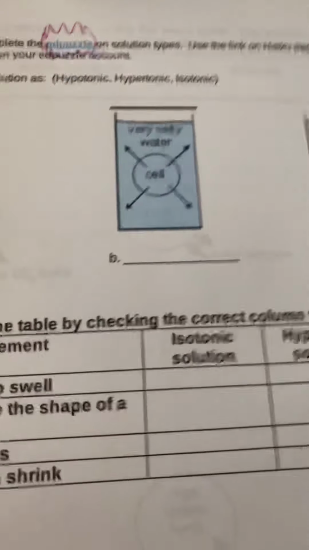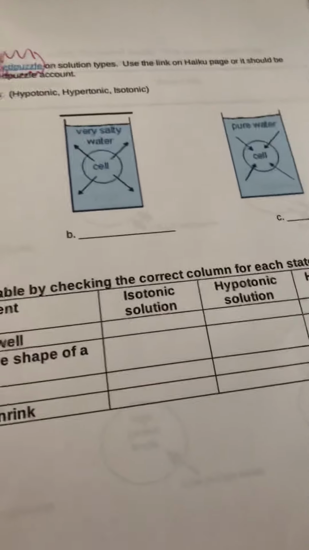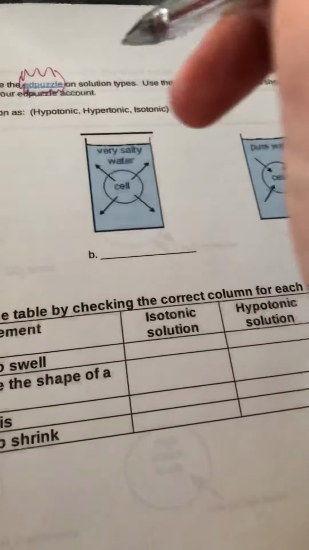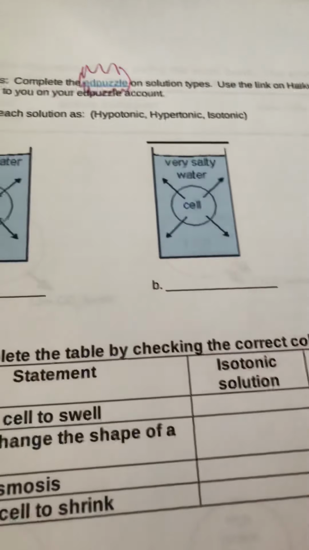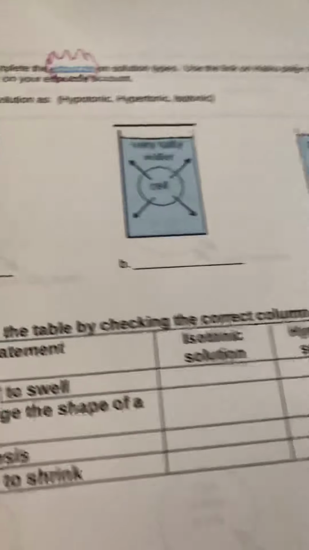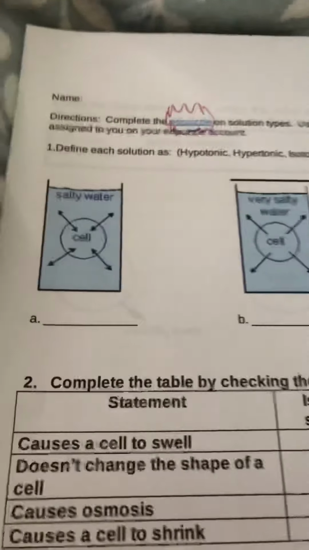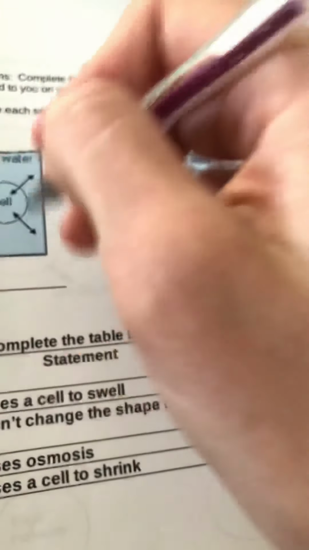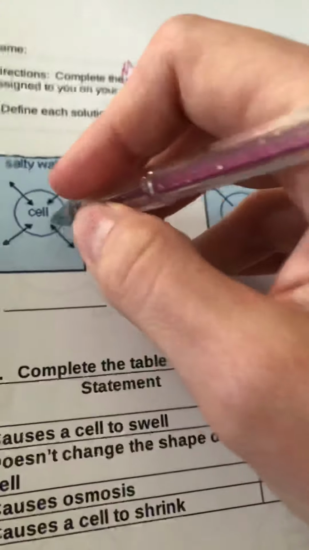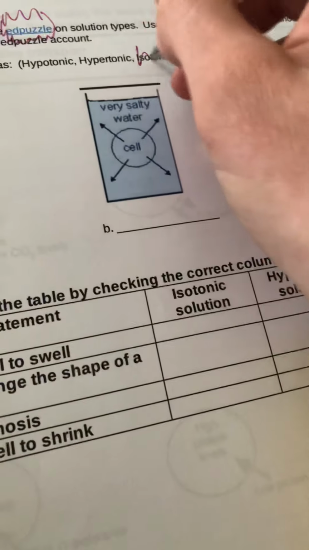So if we take a look, we're going to define each one as hypo, hyper, isotonic. So those are your directions. Now there should be one that should be automatically very easy, and that's this balanced one, where the arrows are both going in and out, and I could automatically say that that one is isotonic.